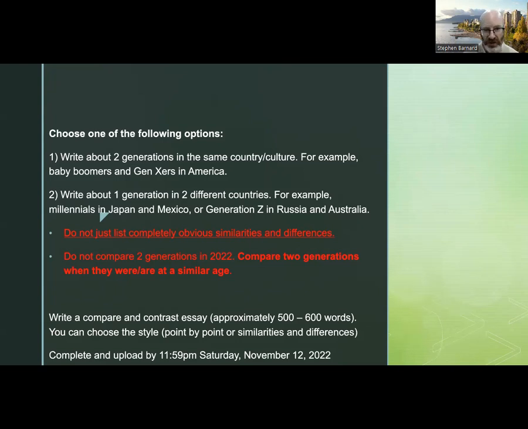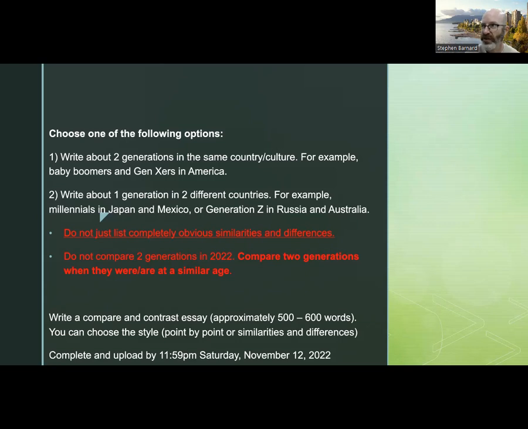Or you could write about one generation in two different countries. Like you could write about millennials in Japan and Mexico, if you're very familiar with Japan and Mexico. Or Generation Z in Russia and Australia. Or Generation X in Vietnam and Korea. Or the baby boomers in, what else could I say? In China versus England, whatever it is, that's what I'd like you to do. Either two generations in the same country or culture, or one generation in two different countries or cultures.